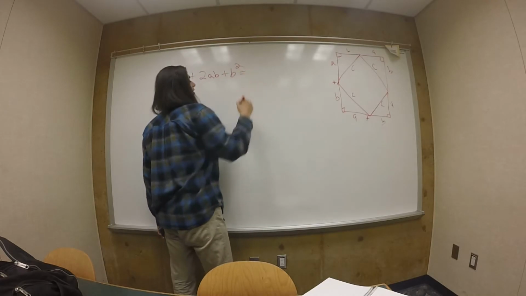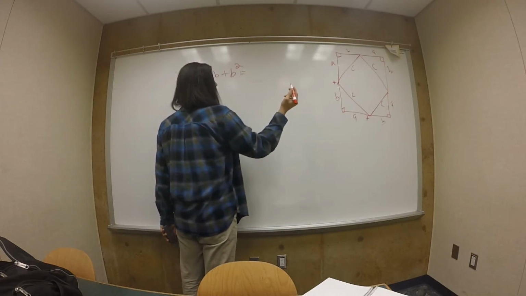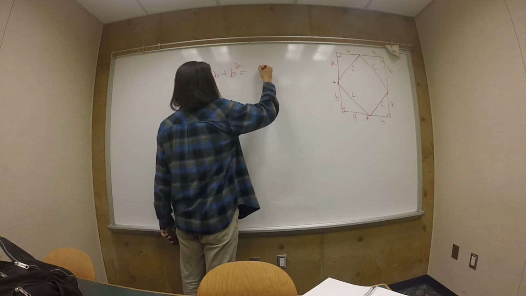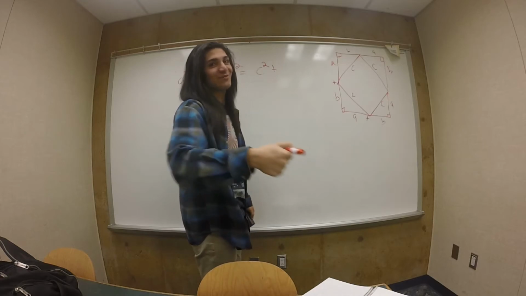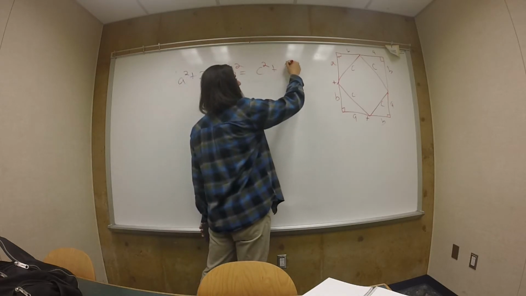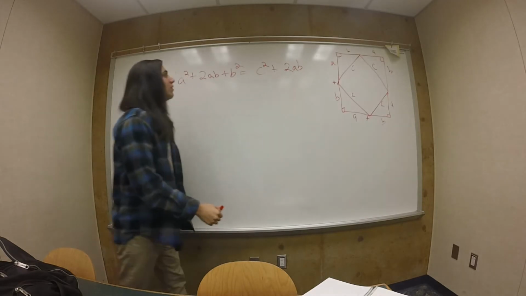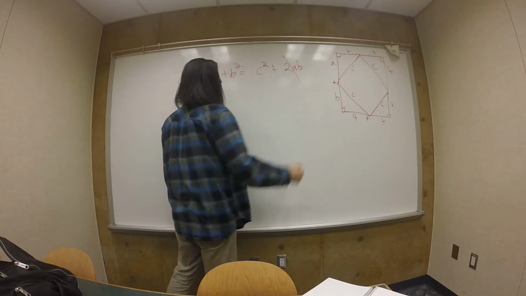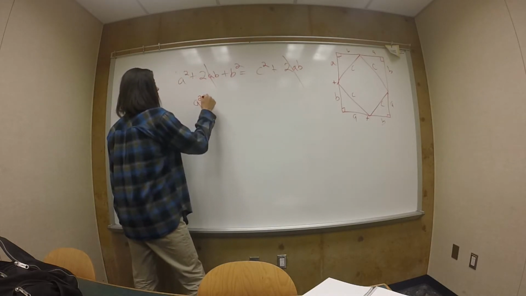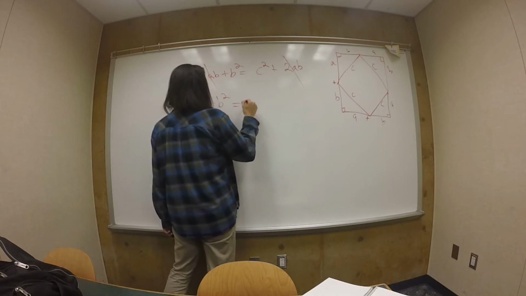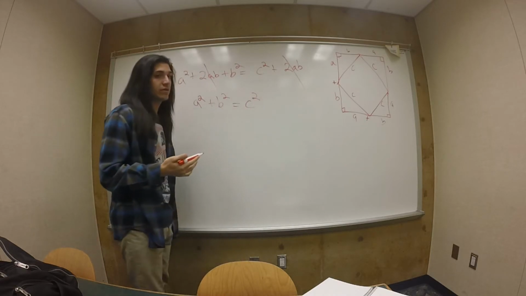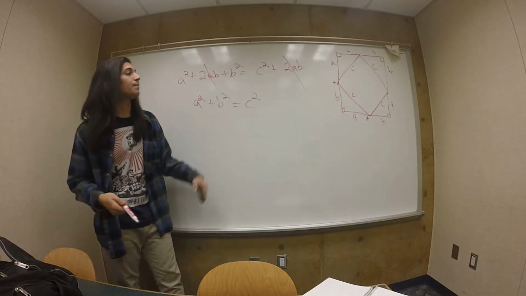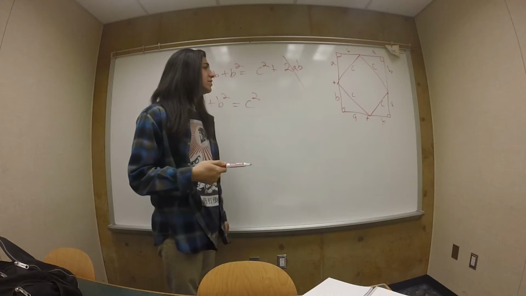And our right side, which I erased, was c squared plus 2ab. Ultimately, what happens? 2ab gets canceled. a squared plus b squared equals c squared. So that's the derivation of how we get this formula. That's where it comes from. It's specifically designed to equal out.